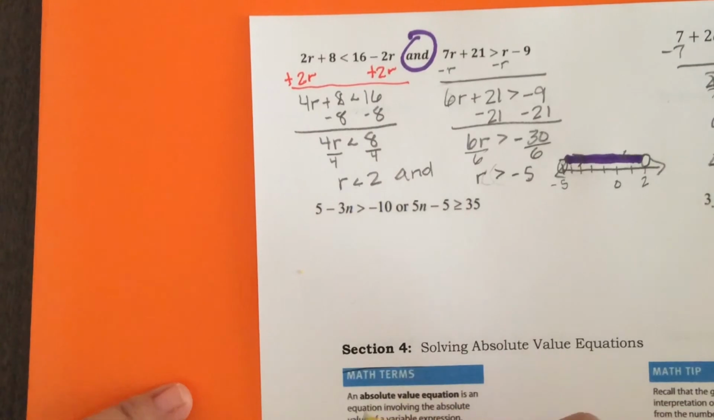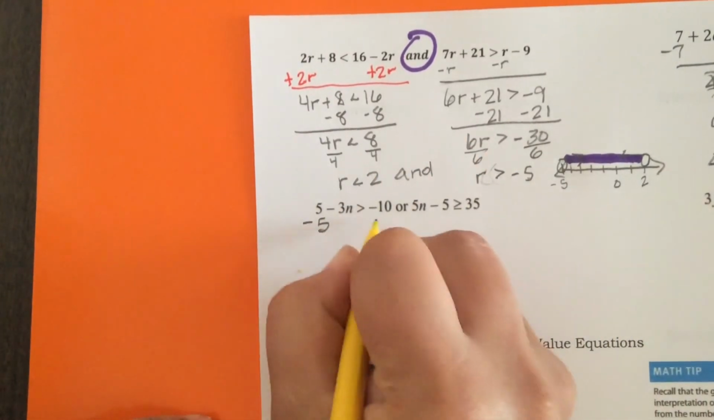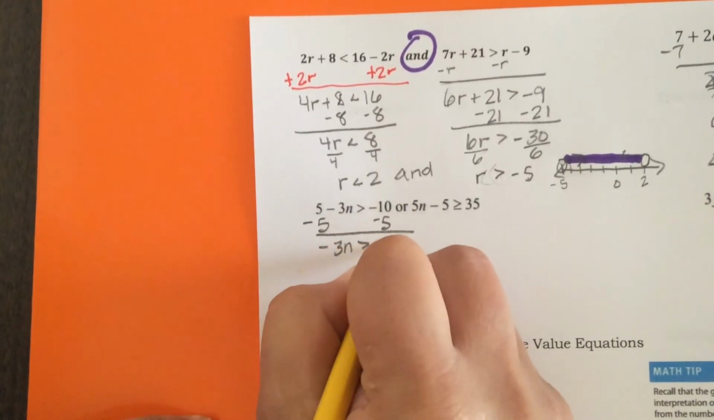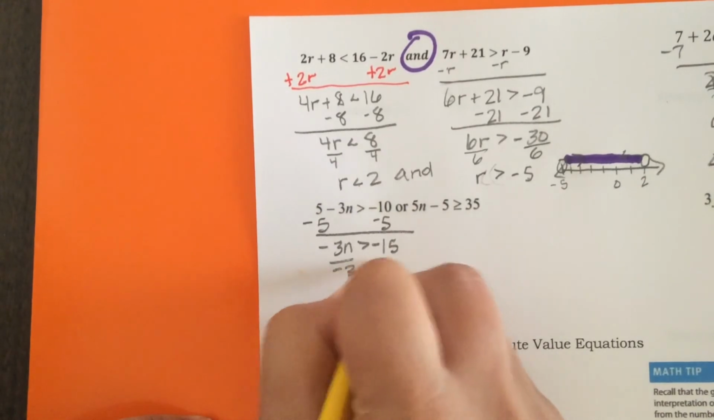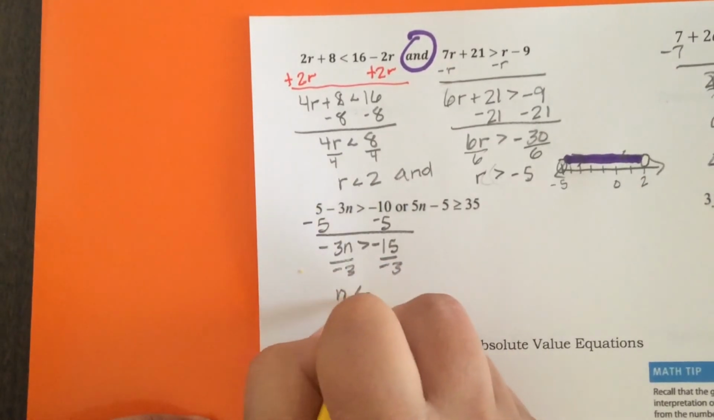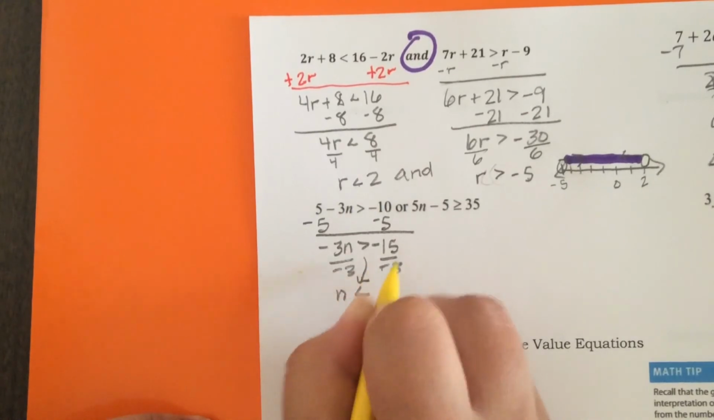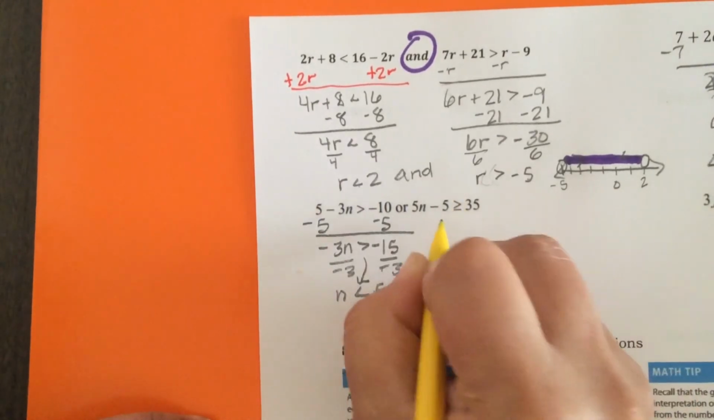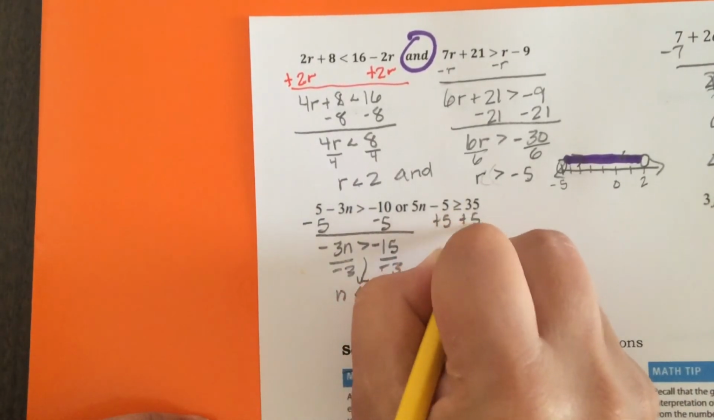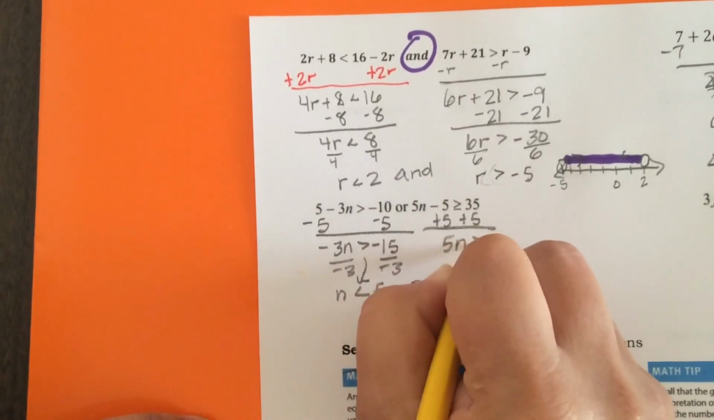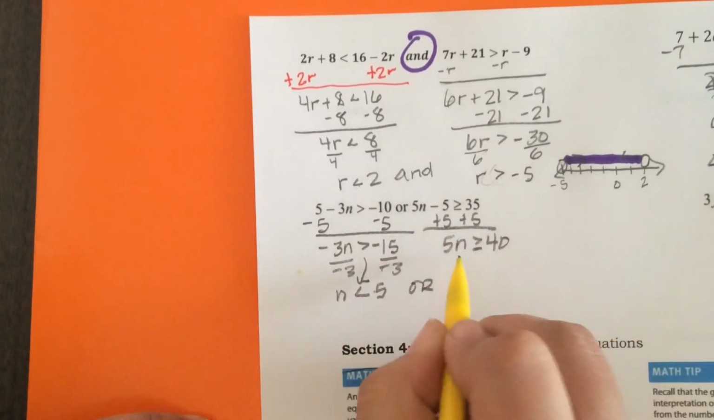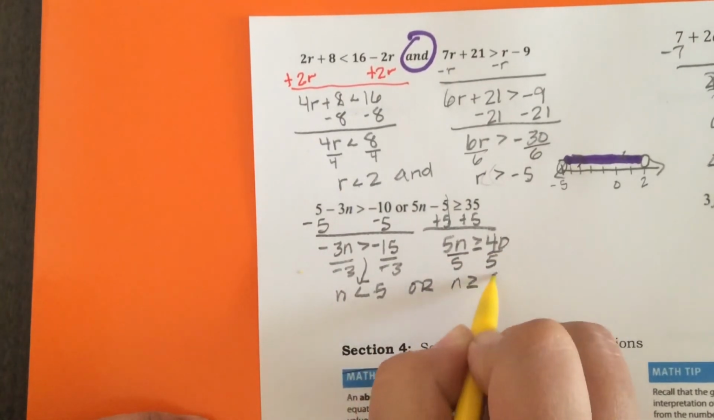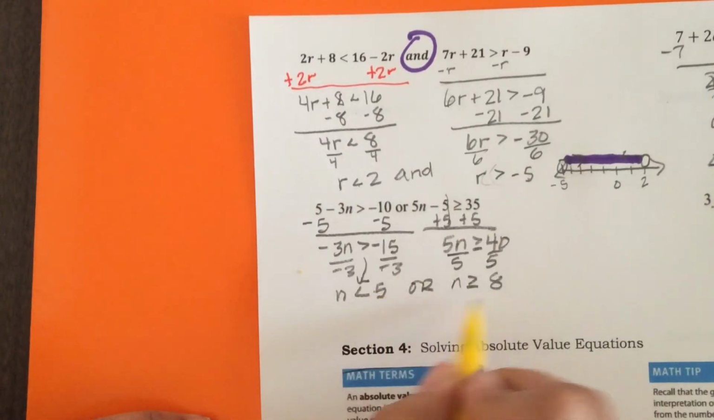Right here, we're going to subtract the 5. We're going to have negative 3n is greater than negative 15. Divide by negative 3, but you have to flip this because you're dividing by a negative number. So that's going to be positive 5. N is less than 5, or then we're going to do this side over here, plus 5. So we have 5n is greater than or equal to 40. These cancel right here. Divide by 5. N is greater than or equal to 8. So n is less than 5 or it's greater than 8.